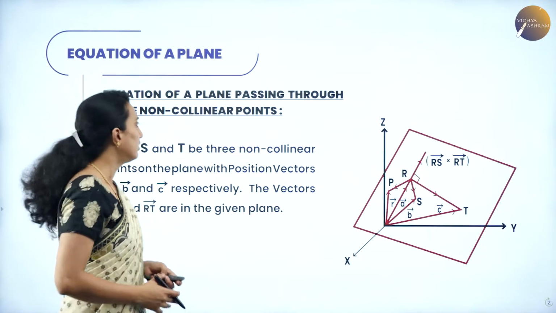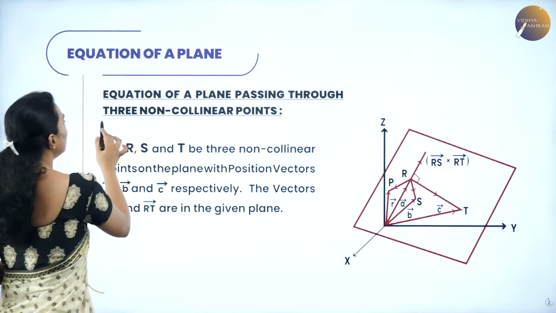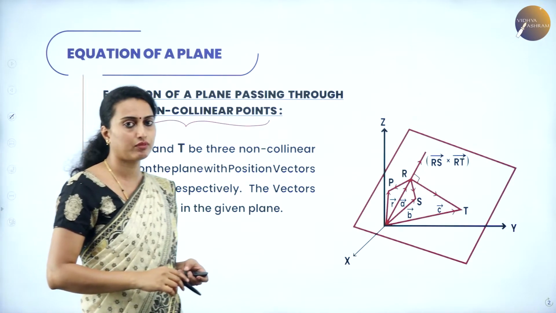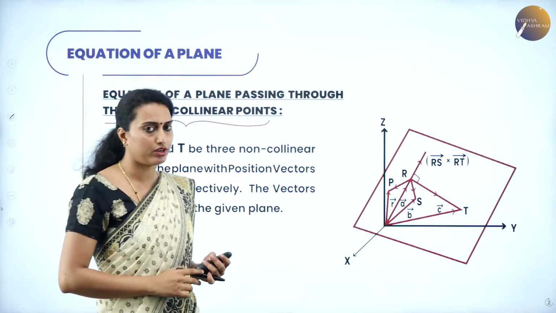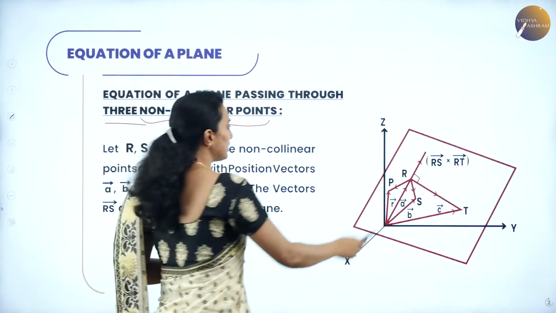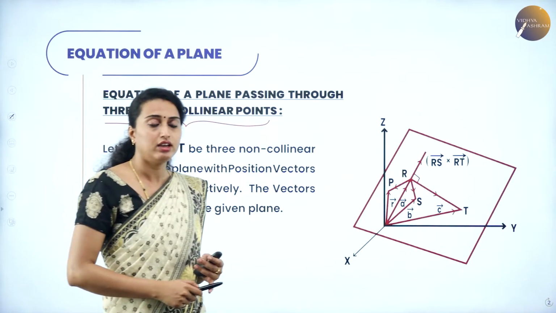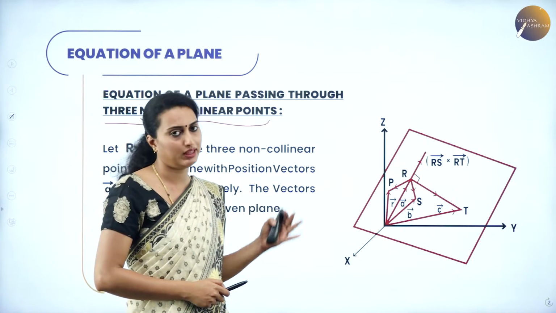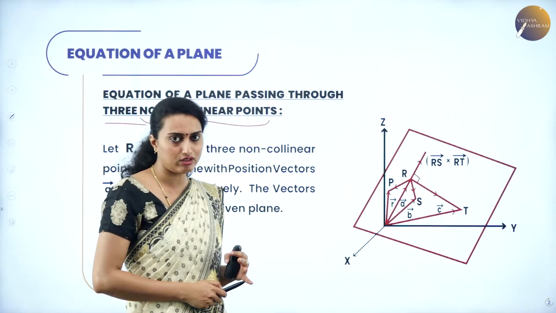Now here, the equation of a plane passing through 3 non-collinear points. The diagram looks like this. The 3 non-collinear points here, the given points, are R, S and T in a plane, and then I am going to consider a point P on the plane. The explanation of the diagram goes like this.